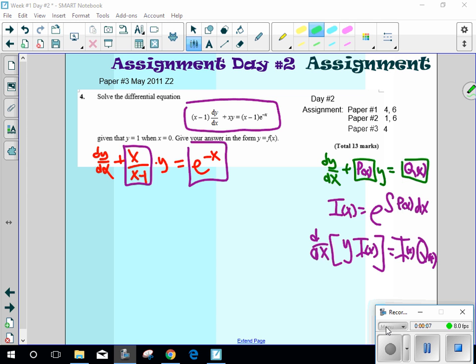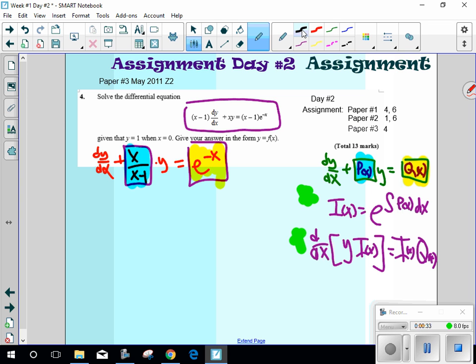For the integrating factor, we need the dy/dx plus p(x)y equals q(x) form. We have these two formulas. And what's p(x) equal to in my problem? x over x minus 1. That's very unfortunate. What's q(x) equal to? e to the negative x. Good. So I(x) is going to be e to the integral of p(x), x over x minus 1, dx.